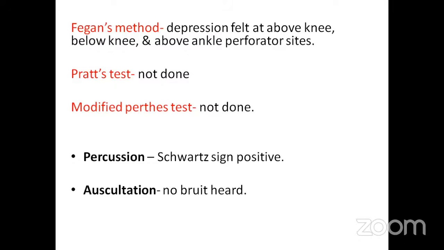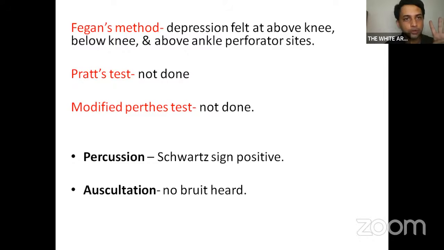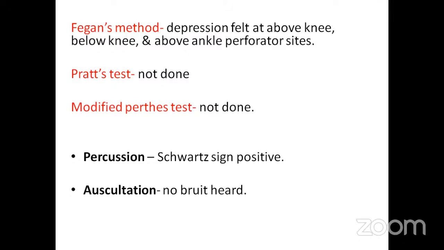So mainly three types of tests, to rule out SFJ or SPJ incompetence, then perforator incompetence, then DVT. Percussion, mainly you do the Schwartz sign. What is Schwartz sign? Sir, we tap on the varicose vein in the lower part, and we can feel the pulsation on the upper part, at the saphenofemoral junction, sir.